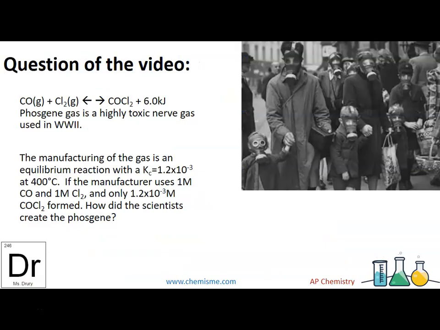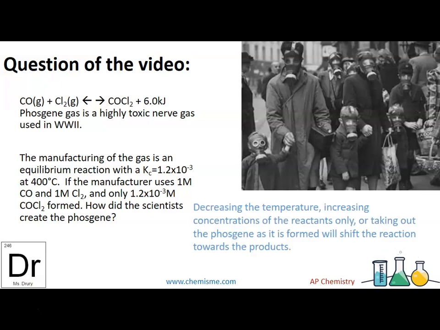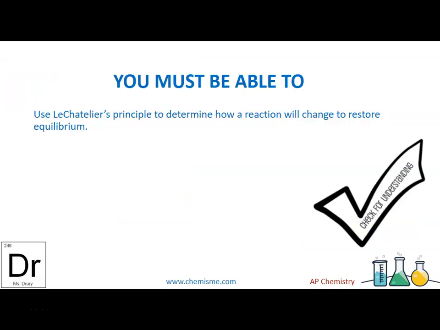So back to the question in the video, how the heck did they make phosgene gas if it's so hard to make and its Kc is so tiny? So some things like decreasing the temperature, because if you take out the 6 kilojoules of heat, it will shift to the right to make phosgene. Increasing concentrations of CO and Cl2 might help make more phosgene, or taking out phosgene as it's formed will all shift these reactions to their products. At this point, you should be able to use Le Chatelier's principle to determine how a reaction will change to restore equilibrium.